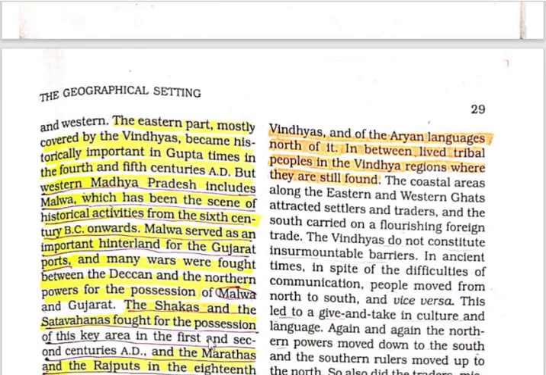Now, eastern part, so Madhya Pradesh का eastern part is mostly covered by Vindhyas. It becomes historically important during the Gupta times in 4th and 5th centuries. But western Madhya Pradesh जिसमें मालवा आता है और ये historical activities का scene बनता है from 6th century BC onwards. Okay, so Malwa एक important hinterland था गुजरात के पोर्ट्स के लिए, और बहुत सारे वॉर्स इस मालवा की पोजेशन के लिए फाइट किए जाते हैं.